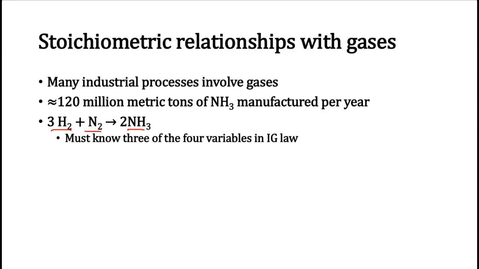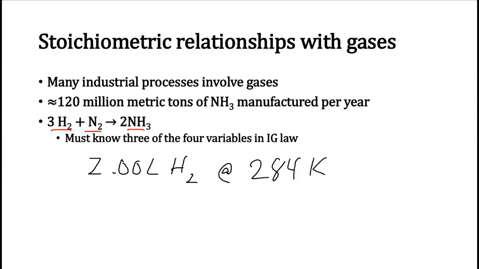So if we want to use the ideal gas law to describe how much ammonia can be formed from, let's say, 2 liters of hydrogen being stored at 284 Kelvin and a pressure of 8 atmospheres, we can do this because, again, we can't compare volume to volume or mass to mass, but we can compare moles to moles.